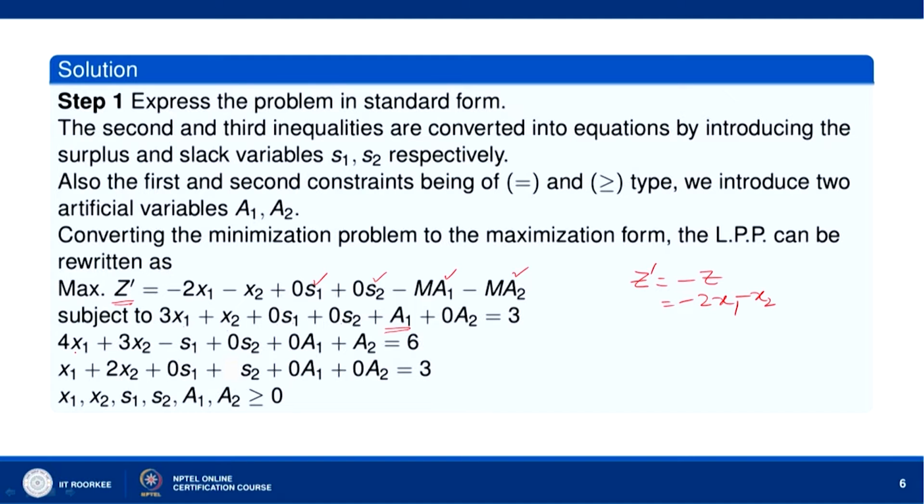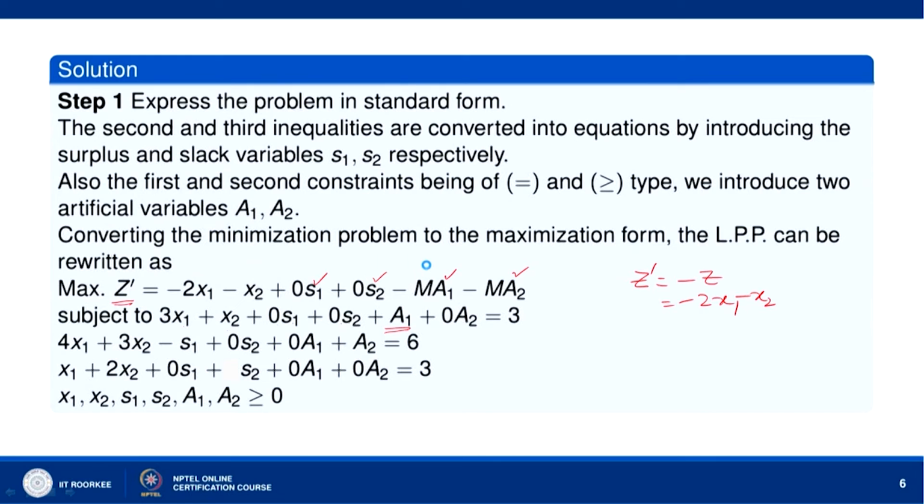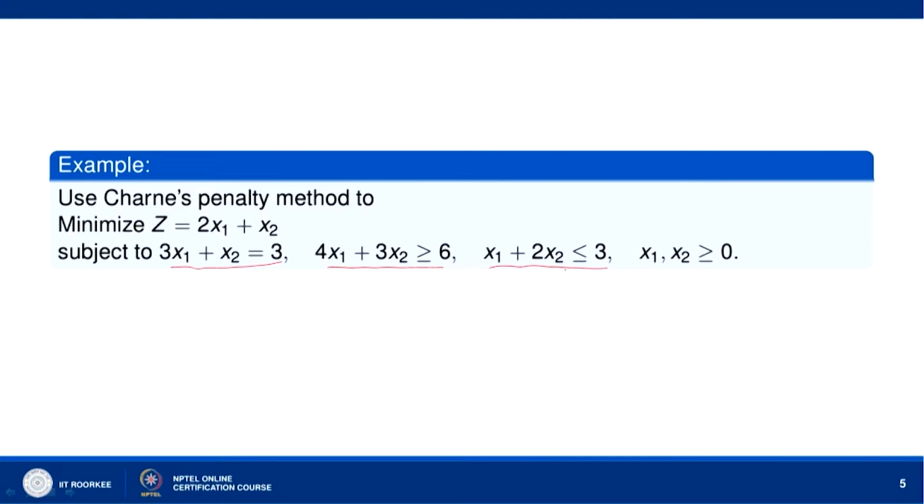Now, the second constraint is 4x1 plus 3x2 greater than or equal to 6. So, we take a surplus variable and we subtract this surplus variable here. So, 4x1 plus 3x2 minus s1 plus 0 s2 plus 0 a1 plus a2, because it is greater than or equal to type, we also have to take an artificial variable which we can take as a2, equal to 6.